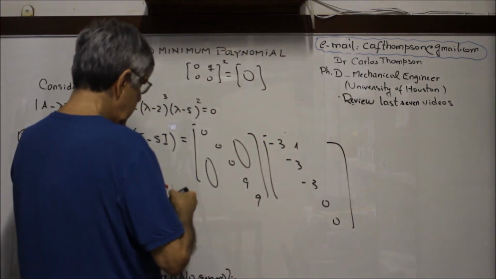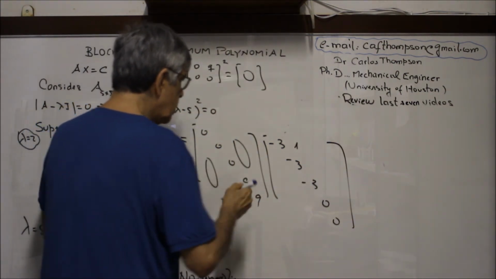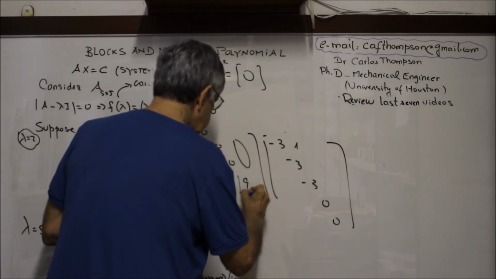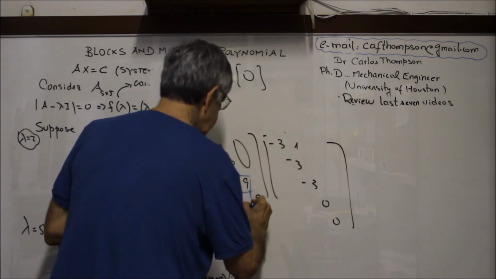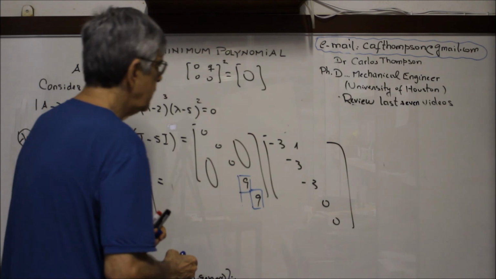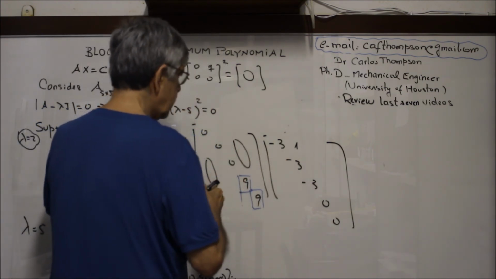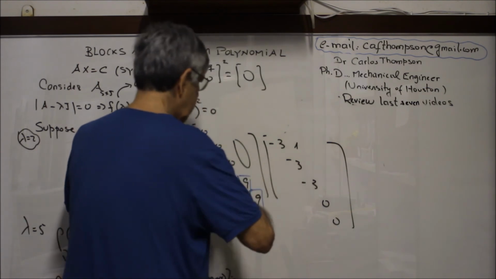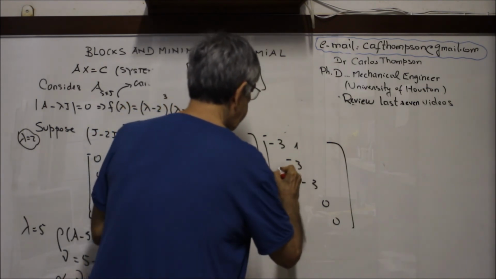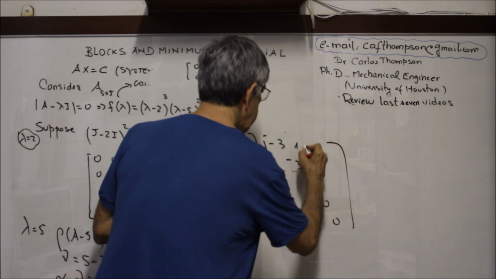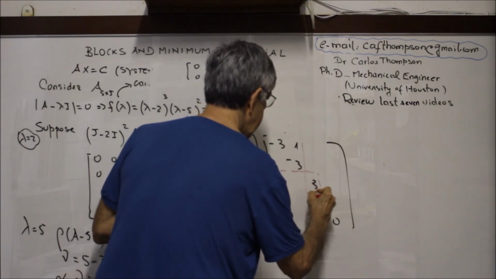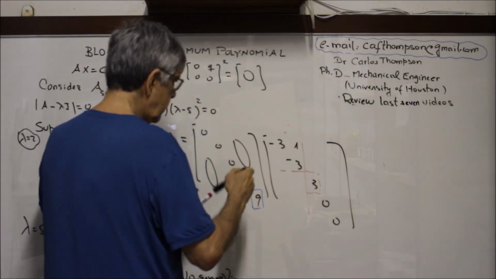This is my blue. Let's put here my blue box. Okay, these blocks, and this is my red one. Put it here. Put -3 there. Yeah. You see, this is my red one. This is -3.